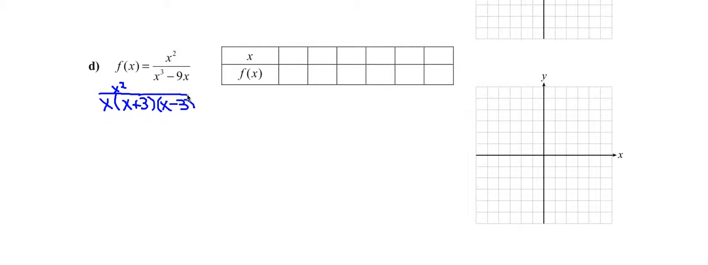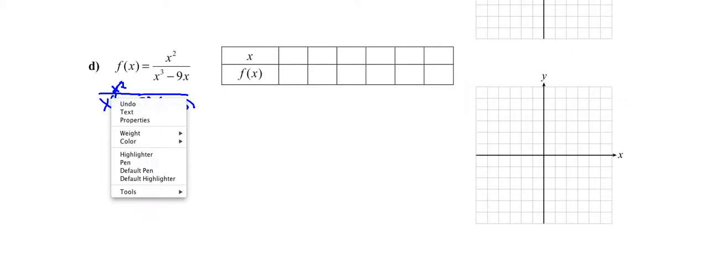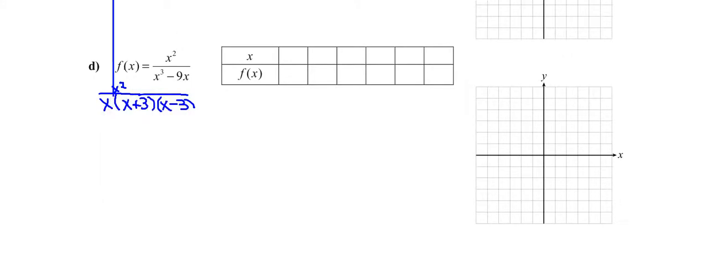Okay. From here we can see that there aren't any 3's on top, so we won't be able to cross any of this out, but both the numerator and the denominator have x's, so we can cross those out. Cross both the x's out. Then we're left with x over x plus 3, x minus 3.